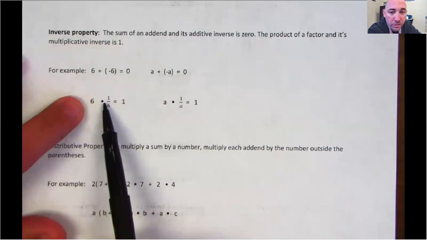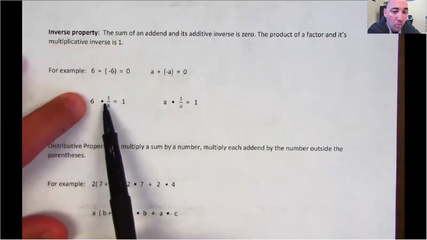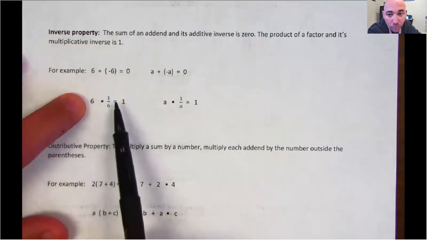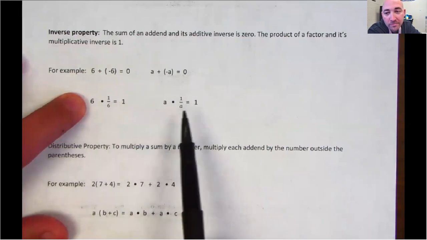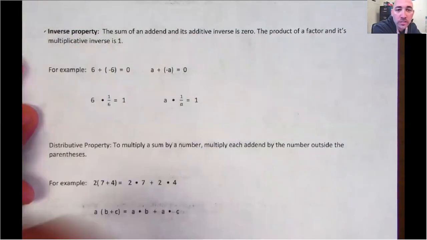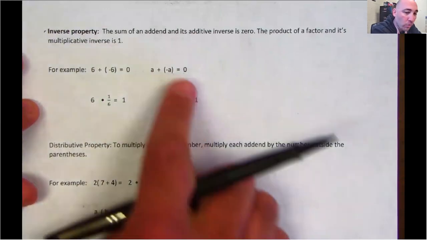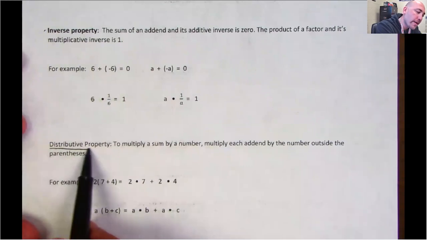The opposite of multiply would be to divide. So 6 times 1 over 6 is equal to 1. A times 1 over A is equal to 1. Again, copy down the bolded and the four examples. I forgot to bold this one, but it's right here.